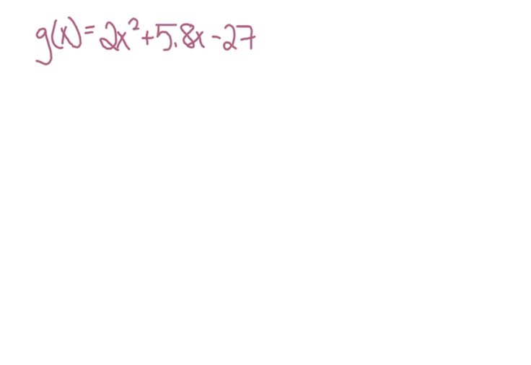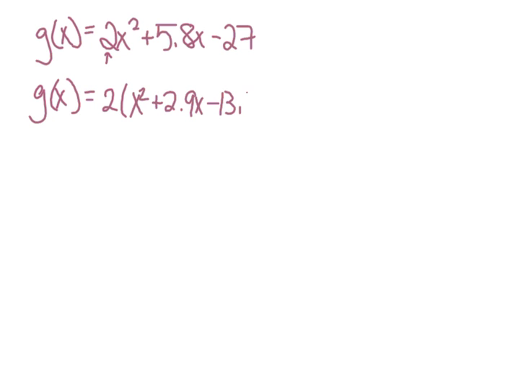Now, when we go into x-intercept form, we're going to have to find the roots. But the way we have to write it, based on the form, is a constant times two binomials. So what we need to do is factor out the 2. It doesn't matter if 2 goes equally into 5.8, but since 2 is right by the x squared, we have to factor out the 2. So if we pull a 2 out, we get 2 times x squared plus 2.9x minus 13.5.